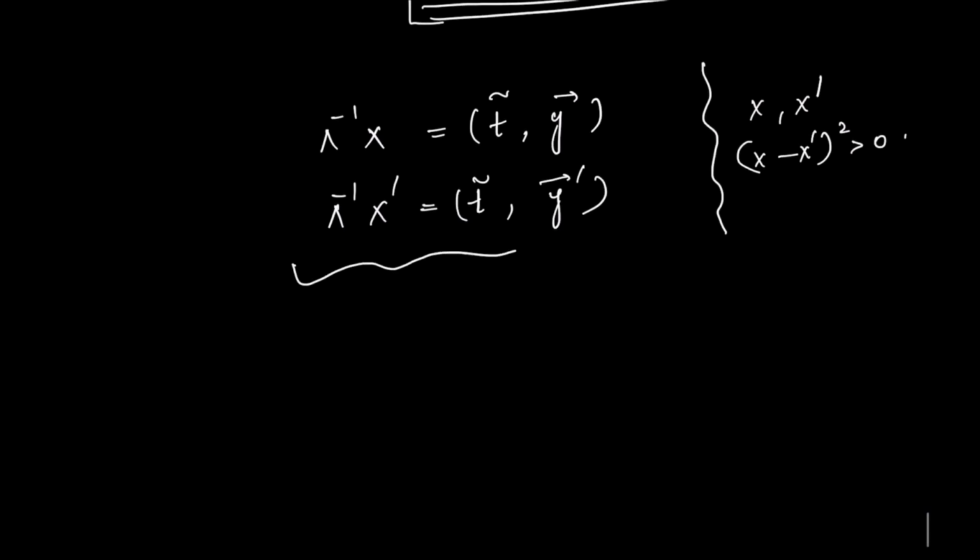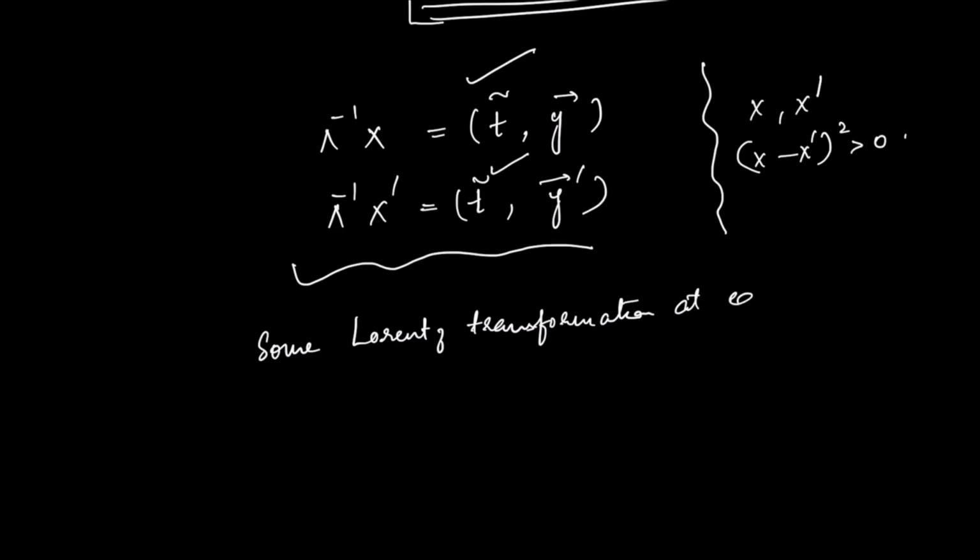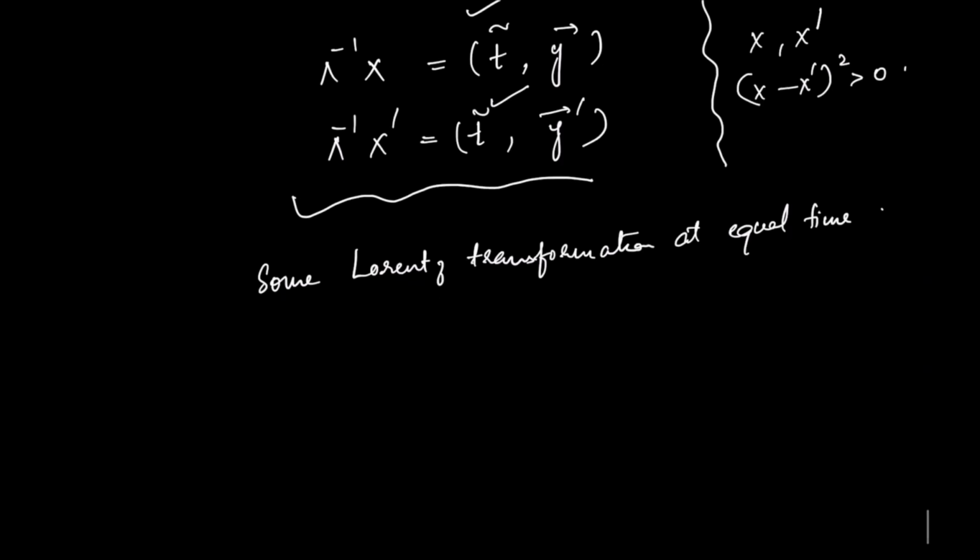What do I mean by this transformation? In both the transformations you can see that time is equal. So there exists some Lorentz transformation at equal time. Then we find, if it is at equal time, then what happens? The deviation of x and x prime will be 0. There will not be any deviation.